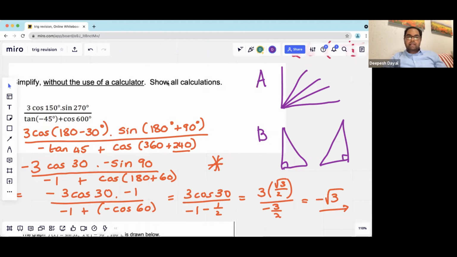Okay, Betsy, the minus ones don't cancel each other because this is a plus here, so it's not times, eh? We can't cancel them out, right?